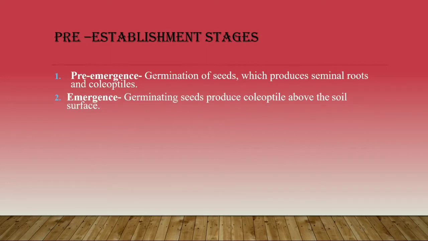Let us see what are the stages which are included in the pre-establishment stages. Firstly, pre-emergence stage, where the germination of seeds produces seminal roots and coleoptiles. And the second stage in the pre-establishment stages of the wheat is emergence. The germinating seed produces coleoptile which grows above the soil surface.